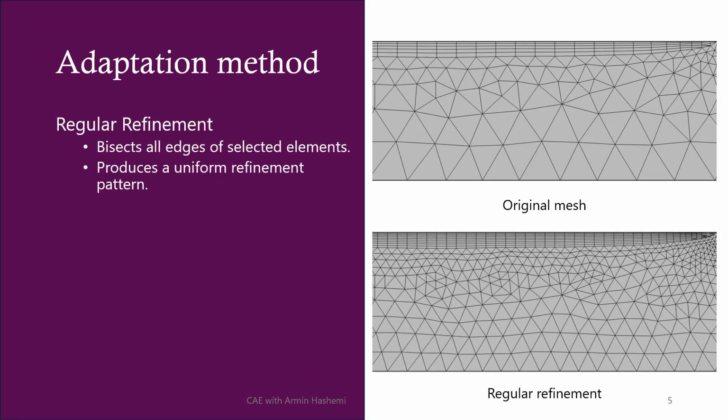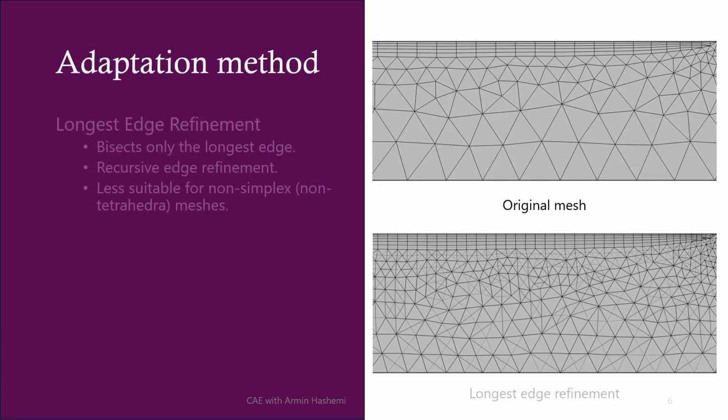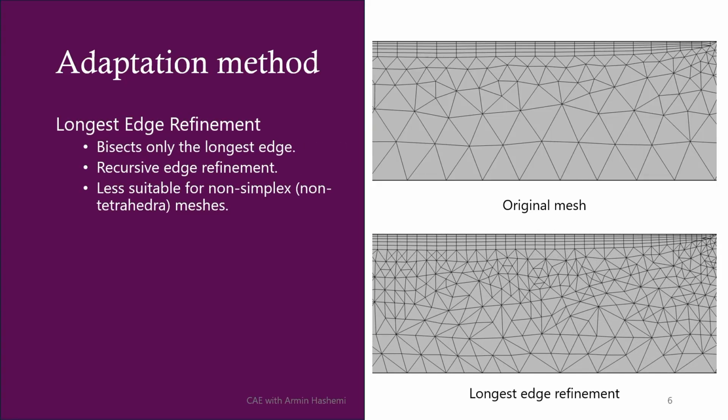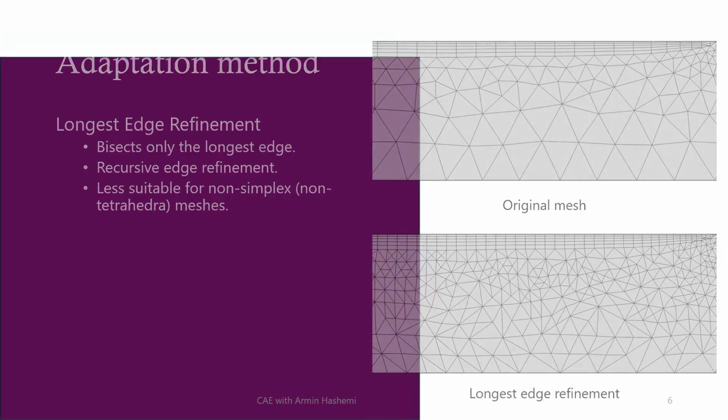The second method is Regular Refinement. Instead of changing the mesh topology, it uniformly refines selected elements by bisecting all of their edges. This preserves the overall mesh pattern and produces a more predictable refinement. The third method is Longest Edge Refinement. In this approach, only the longest edge of each selected element is bisected, and the process continues recursively where needed. This typically introduces fewer new elements than regular refinement, but it is less suitable for meshes containing non-simplex elements.